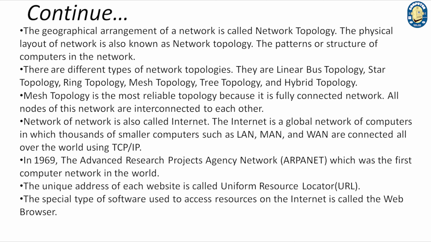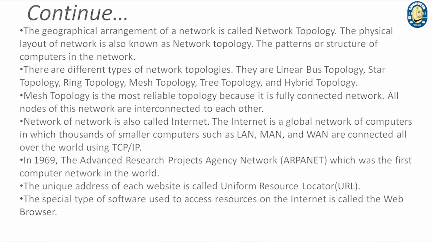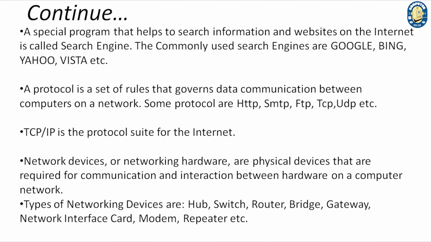In 1969, the Advanced Research Projects Agency Network was the first computer network in the world. The unique address of each website is called Uniform Resource Locator. The special type of software used to access resources on the Internet is called the web browser. A special program that helps to search information and websites on the Internet is called a search engine. The commonly used search engines are Google, Bing, Yahoo, Vista, etc.